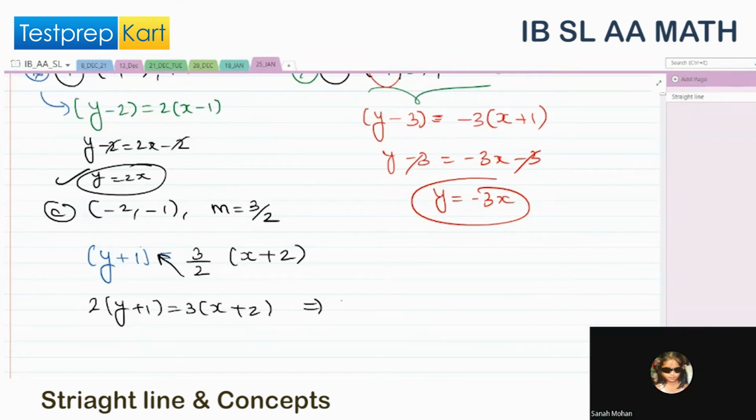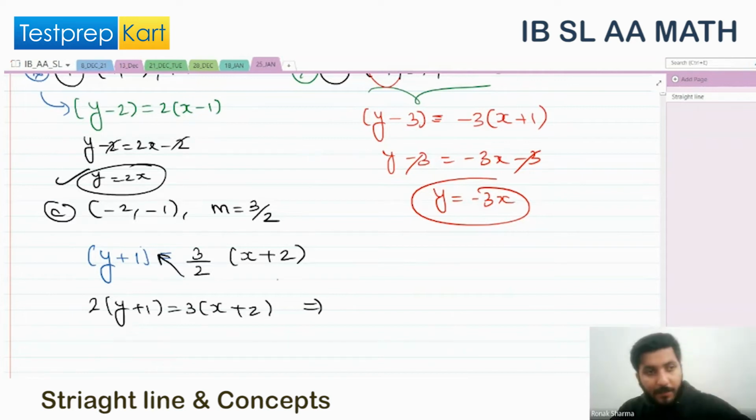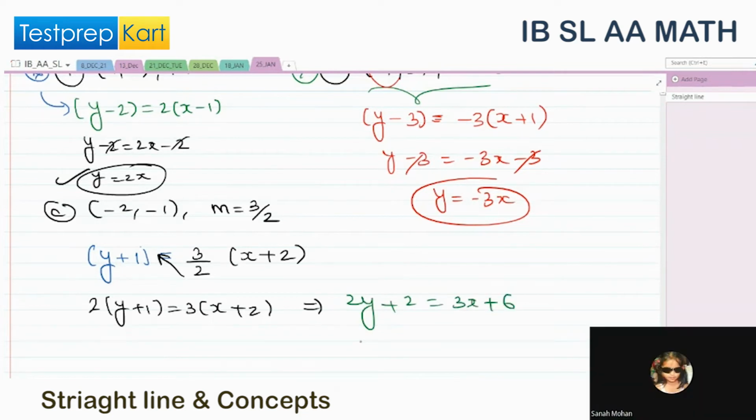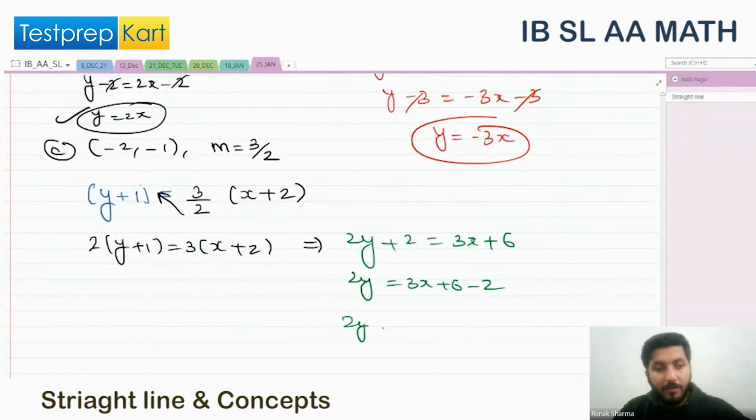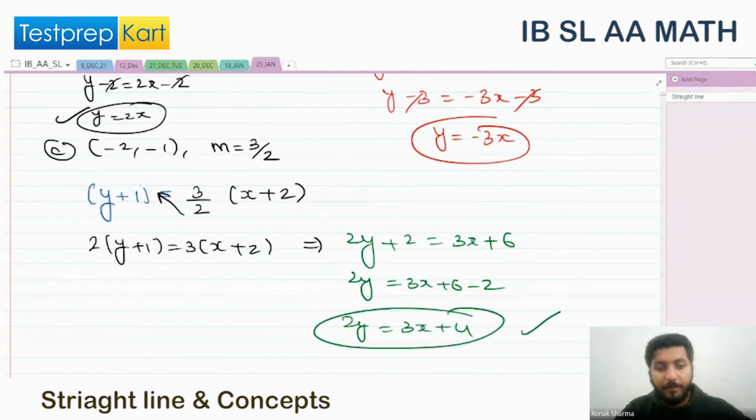Yes, simplify it right now. So it will become 2y plus 2 equals 3x plus 6. Okay. So 2y equals 3x plus 6 minus 2. So from here we are getting what? 2y equals 3x plus 4. Okay. This is the equation of line.